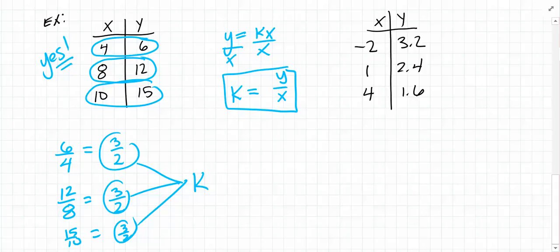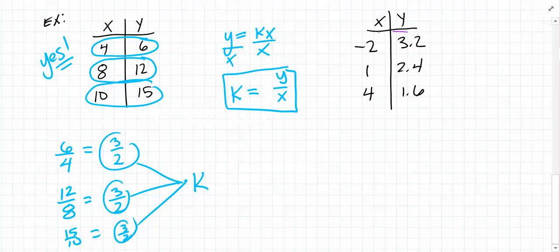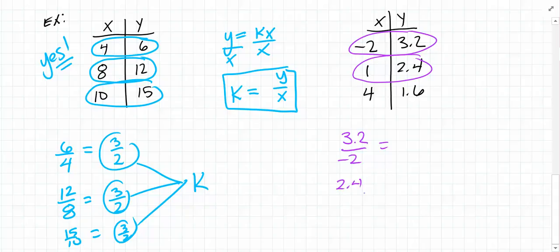Okay, now let's try that same idea with this one over here. Let's take 3.2 and divide it by -2. Well, that's pretty much in simplest form right there. Let's take this one. Look at this. Let's take 2.4 and divide it by 1. Is there any way that these are the same? No, those are definitely not the same. One of them is negative, one of them is positive, right? So that's definitely not the same for me. So I know that this is not direct variation.